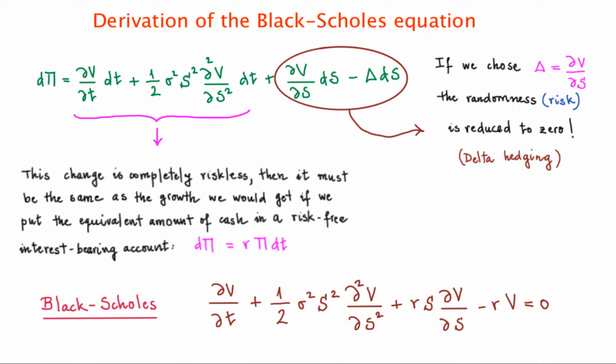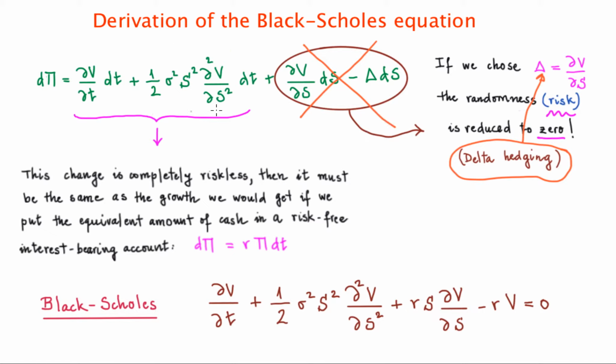And therefore, what does it mean? It means that if we choose that particular value for delta, the randomness associated to the stochasticity of this S variable, and therefore the risk when taking that portfolio, is reduced to 0. This is what's called delta hedging. Taking that particular value for delta is what's called delta hedging, which is actually related to the value of the option.